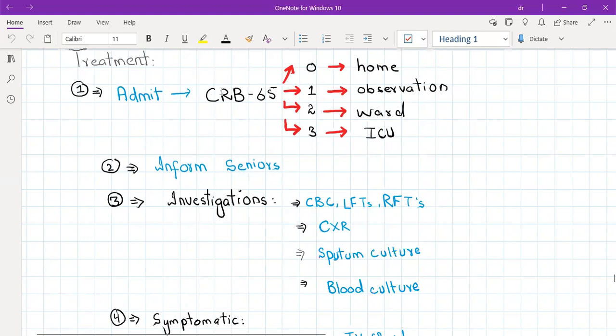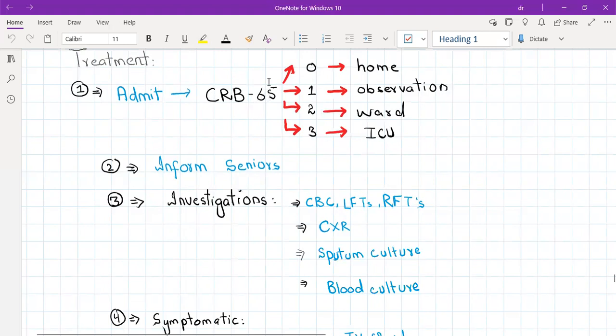In the CRB65 score, C stands for confusion, R stands for respiratory rate, B stands for blood pressure, and 65 stands for the age, which is 65. If the patient is confused, then we have 1 point. If respiratory rate is more than 30, then we have 1 point, otherwise 0. If the blood pressure systolic is less than 90, then we have 1 point, otherwise 0. If the diastolic is less than 60, then we will have 1 point. If it is more than 60, then we will have 0 points. And if the age is 65 or above, then we will have 1 point, and if it is less than 65, then we have 0 points.